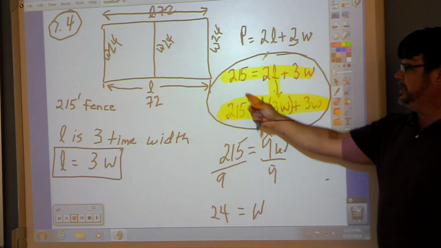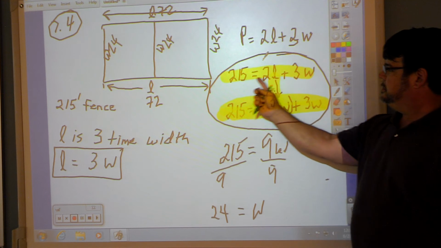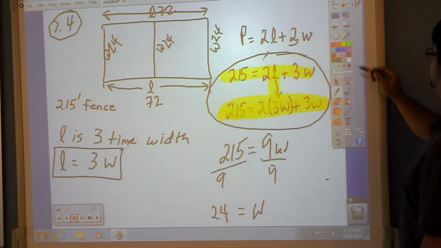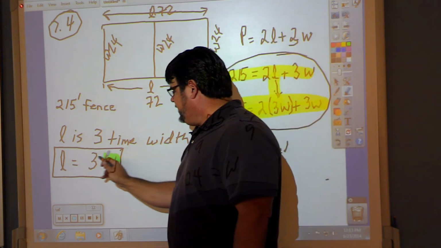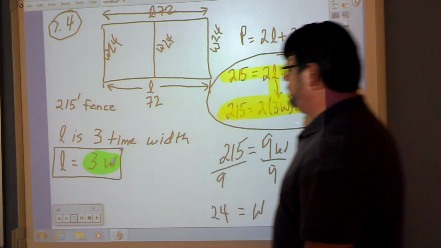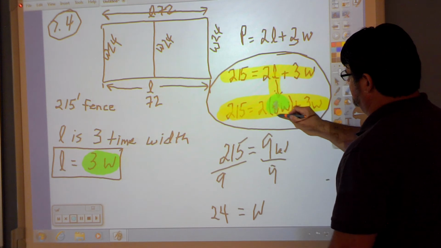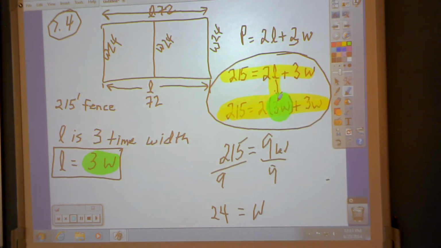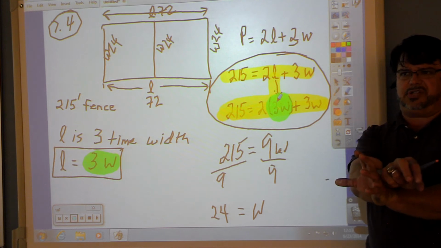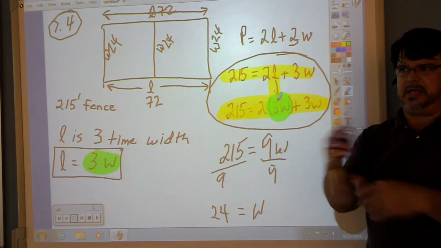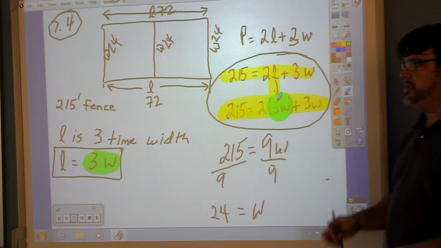I took an equation, and let me get my handy dandy highlighter, I took this guy right here and I plugged it in right there. I took an equation and I plugged it into another equation. Do you understand that? All right, now that's what you did. Let me give you another example.